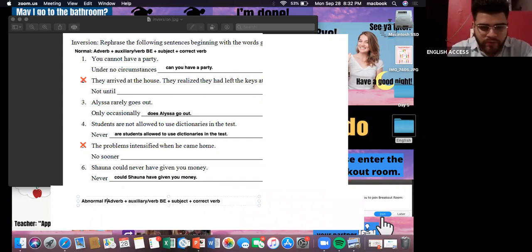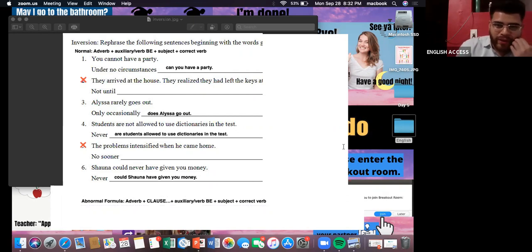Abnormal formula. For the abnormal formula, you're going to have adverb plus clause. And then the other one. Now, what is a clause?